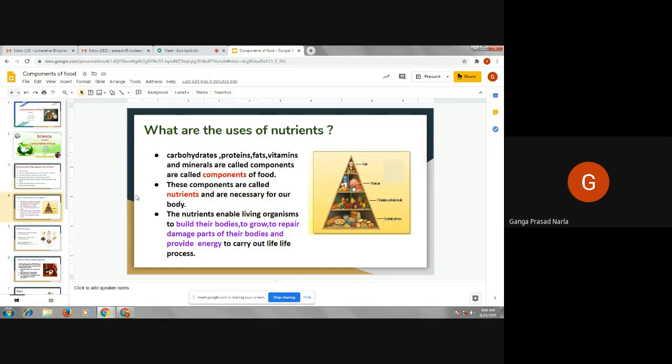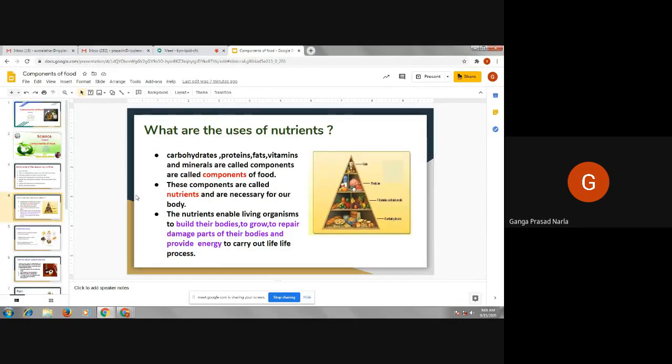Carbohydrates. Read with me, say with me. Carbohydrates, proteins, fats, vitamins, and minerals.